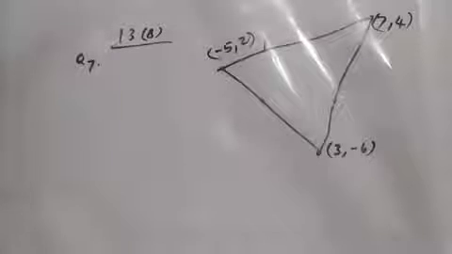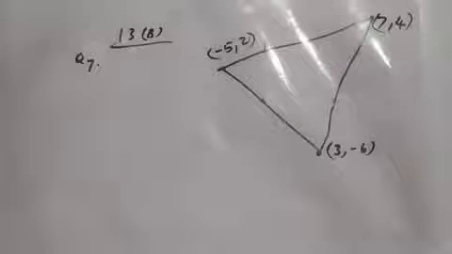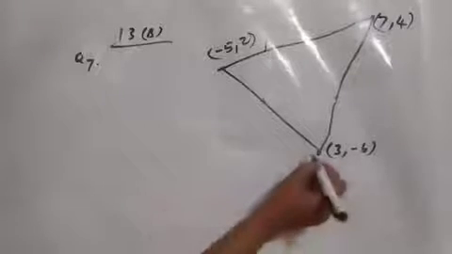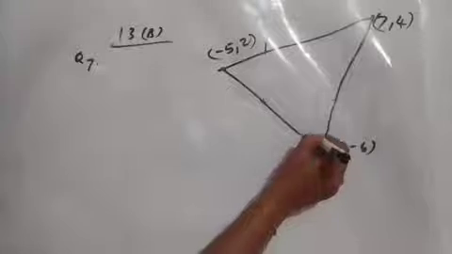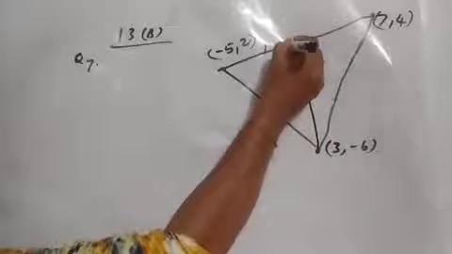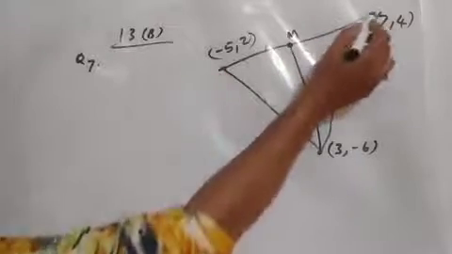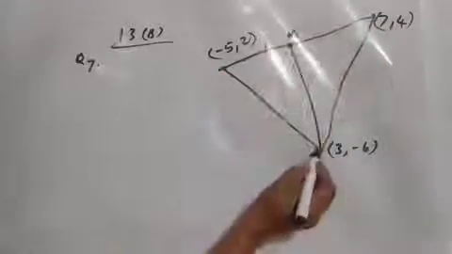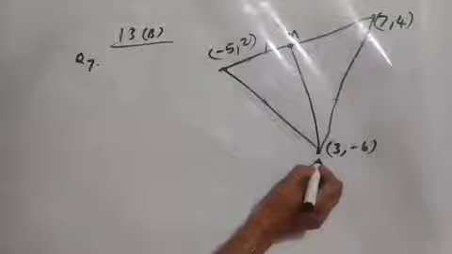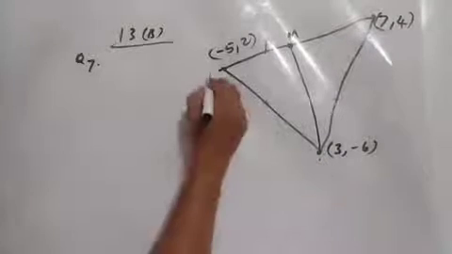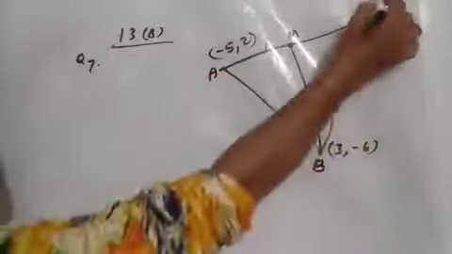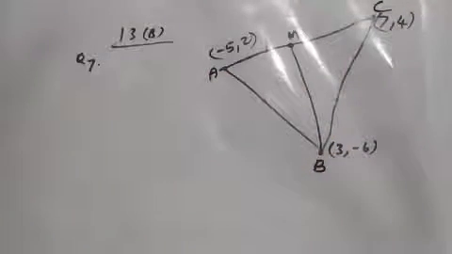In question 7, it is given that (minus 5, 2), (3, minus 6) and (7, 4) are the vertices of a triangle. Find the length of its median through the vertex (3, minus 6). We have to draw a median from (3, minus 6) to the midpoint of the other side. This is the midpoint of the side connecting these 2 points, (minus 5, 2) and (7, 4). Also the other point is (3, minus 6). A, B, C are the vertices of a triangle and M is the midpoint of AC.